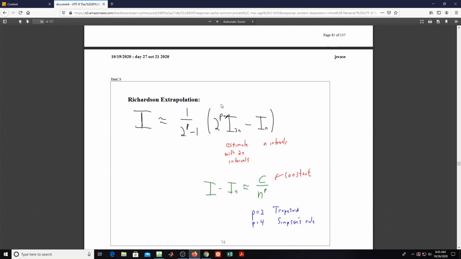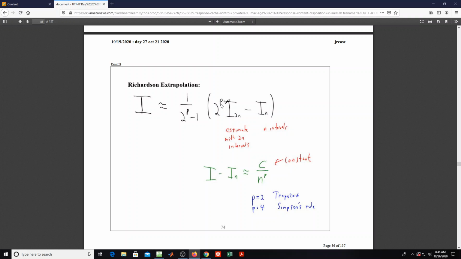All right, so here we go. Here is Richardson extrapolation. Here's the idea. If we have an estimate with n intervals and we estimate it with 2n intervals, what I'm going to do is weight this average. I'm going to put 2 to the p on the 2n intervals and subtract the n-interval estimate, and then divide by their weights, 2 to the p minus 1.